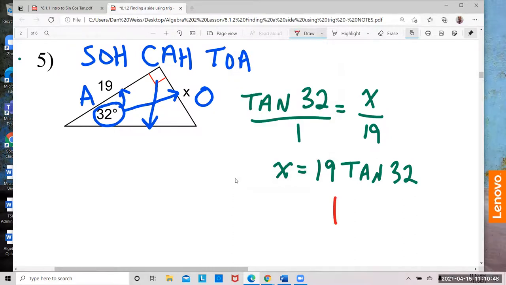Isn't it 12? 11.9. So you don't round to that. Because we're in Delta Math, it wants one decimal place, one number after the decimal point. So that's 11.9. Does that make sense? Yeah. Okay.